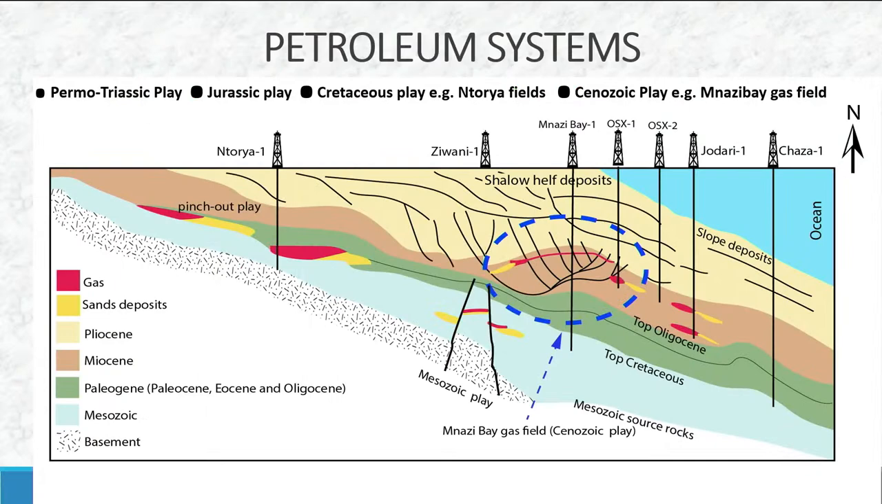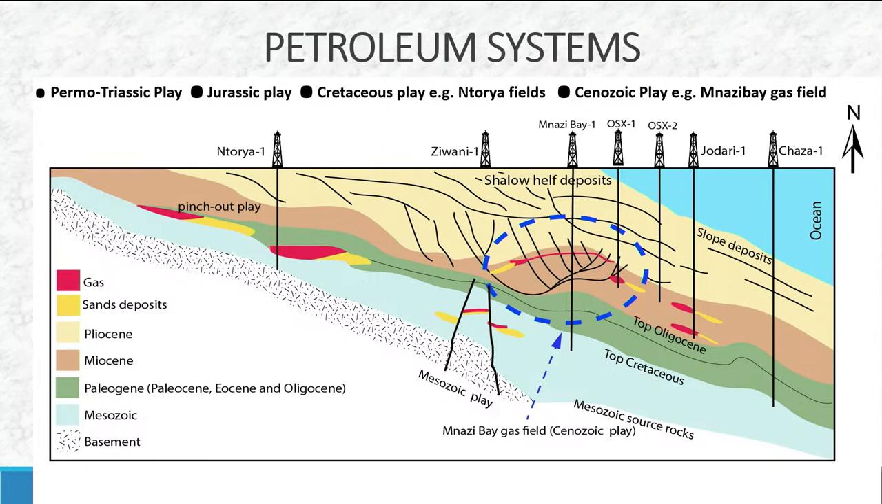So the assessment again, the petroleum systems, showed to have four different systems existing. Let me remind you, petroleum system means you have all the petroleum elements in the system, like source rock, reservoir, migration pathway, seal, and trap. So you have them as separate compartments. So I was able to identify four different petroleum systems.